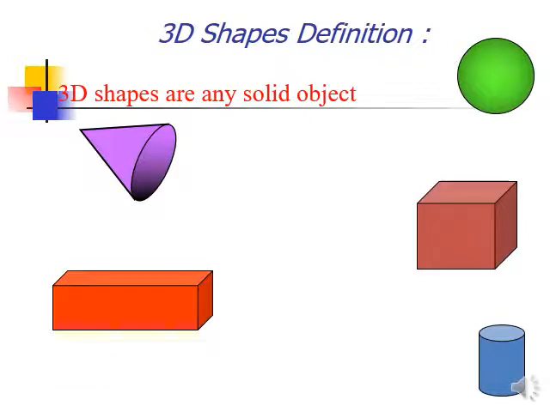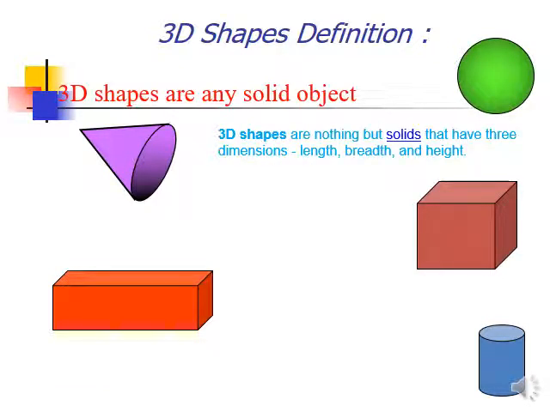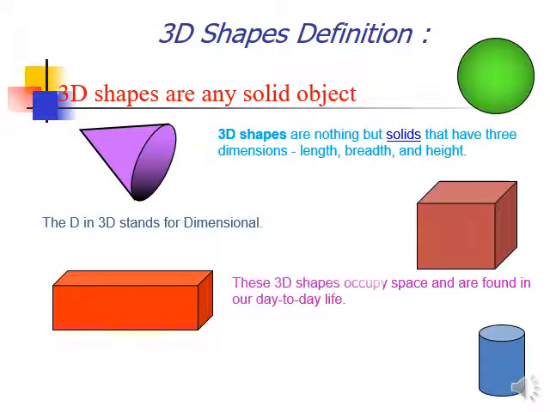So 3D shapes are any solid object. 3D shapes are nothing but solids that have three dimensions: length, breadth, and height. The D in 3D stands for dimensional. These 3D shapes occupy space and are found in our day-to-day life. We touch, feel, and use them.